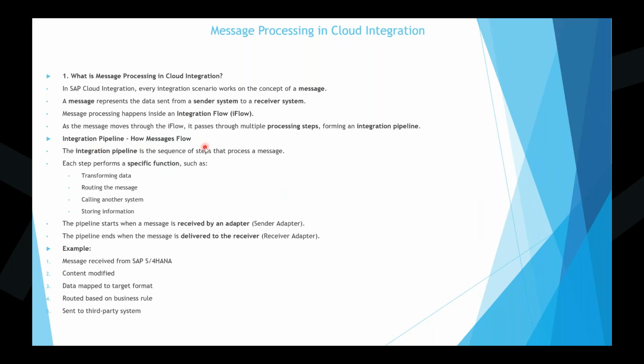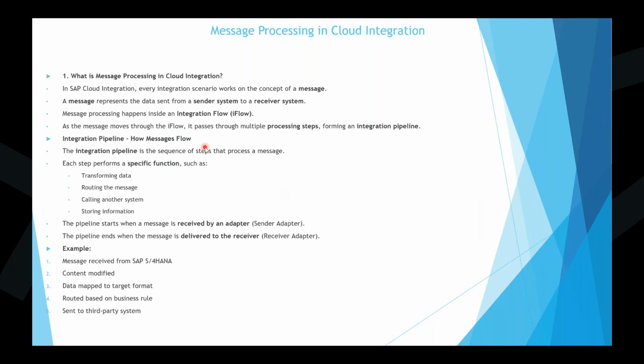The integration pipeline, how messages flow. Step 1, the sender system sends the data. Step 2, the sender's adapter receives the raw message, for example HTTPS post. Step 3, content modifier adds or modifies headers or properties. Step 4, mapping transforms from one format to another. Step 5 decides where to send based on business rules. Step 9 delivers the message. Step 10, the receiver receives the message data. So this is how these many steps are there. We will achieve this. Any questions, guys?